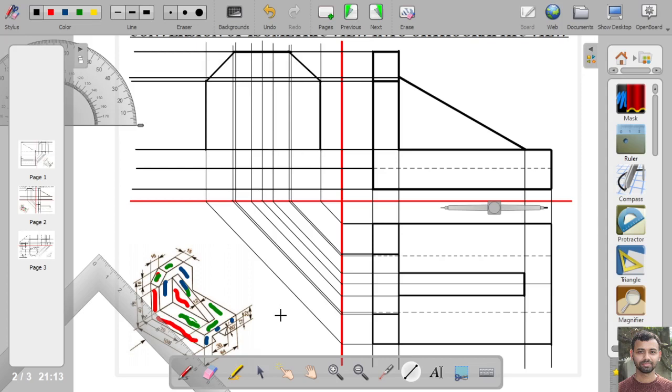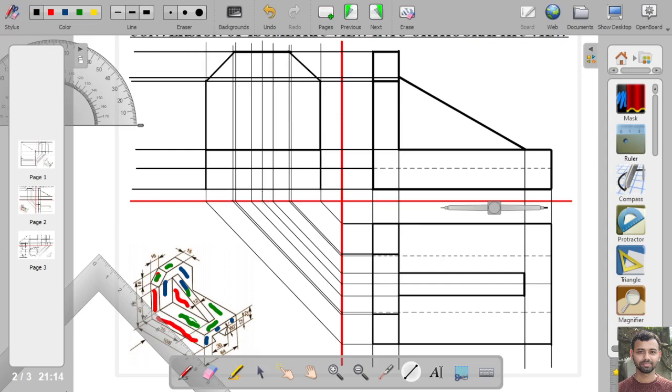Next we will draw this part, this portion. So this is the projection line. So this portion will be drawn in this way. And then this vertical line, then here is also another vertical line.